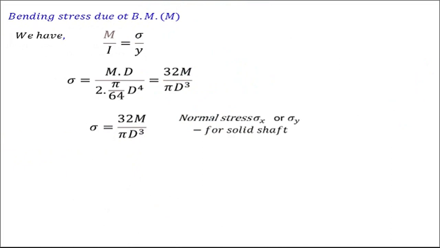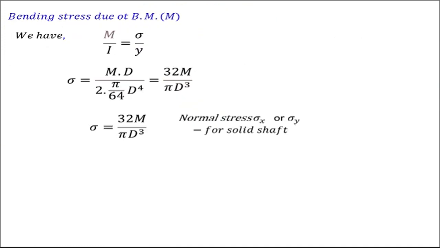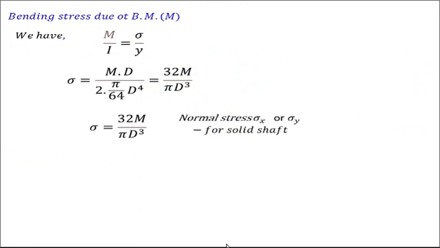After that, the bending stress. So this is all about the shear stress due to torque and the bending stress due to bending moment. We know that whenever a torque or twisting moment is applied, the maximum shear stress occurs at the surface, at the maximum radius. That's why this shear stress occurs due to the applied torque. And second, the bending stress due to bending moment. The maximum bending stress occurs because of the bending moment also acting on the shaft.